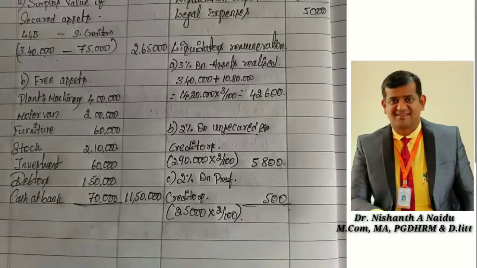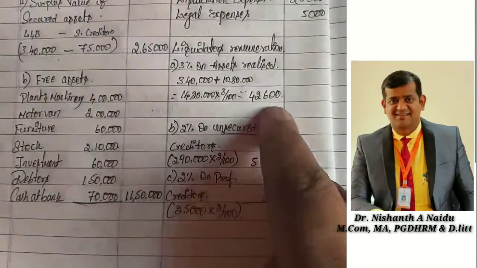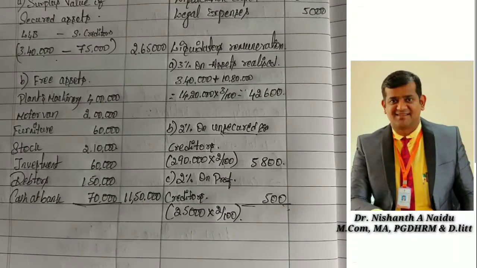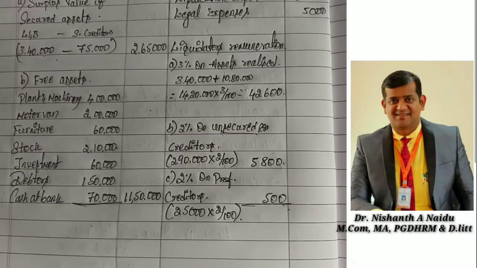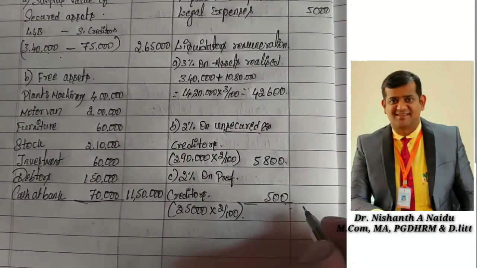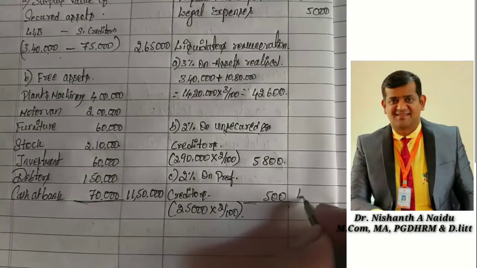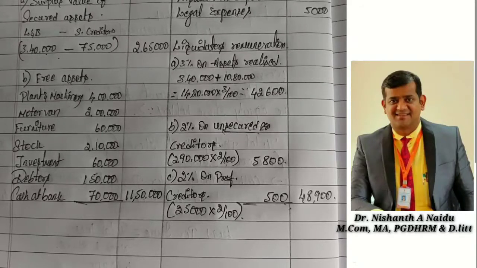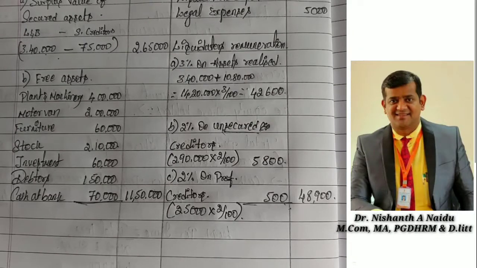So now total 42,600 plus 5,800 plus 500. That is 48,900. So that is the total remuneration to liquidator. Yes, so now we are done with the remuneration to the liquidator.